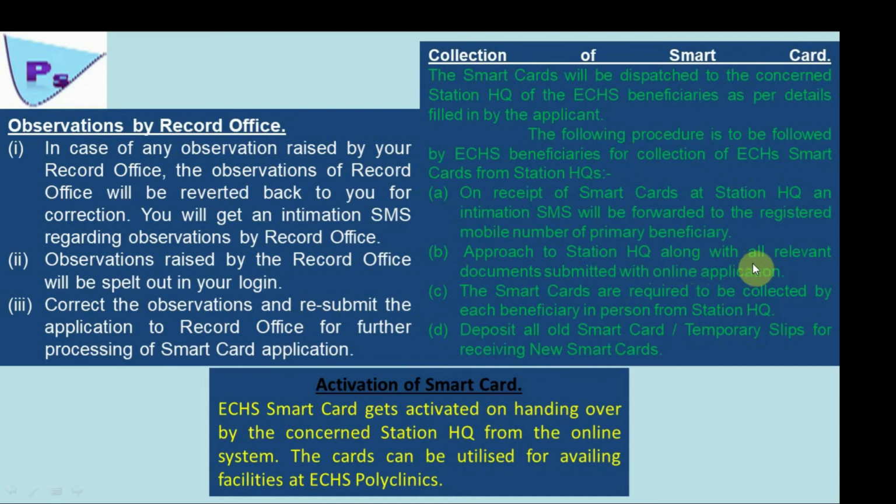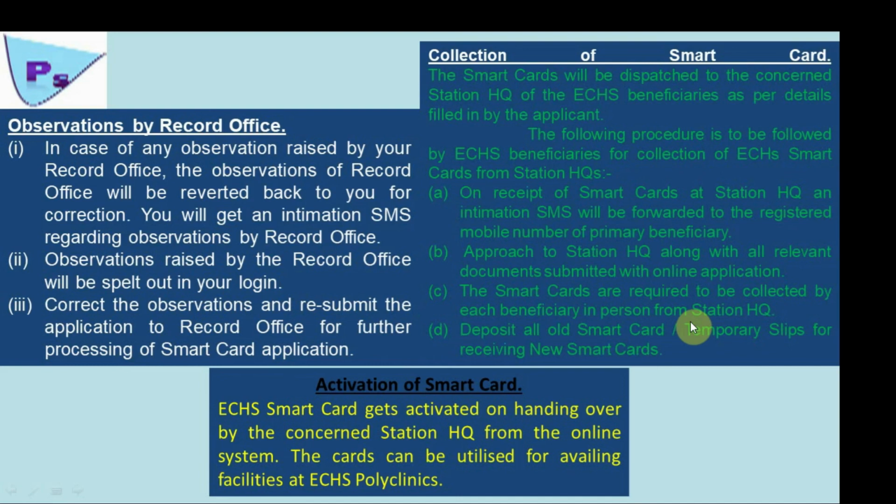Smart cards are required to be collected by each beneficiary in person from station headquarters. Deposit all old smart cards and temporary slips for receiving the new smart card. Before going to station headquarters, please make a call and confirm all these things. Different headquarters may give some other instructions, so you have to follow whatever instructions are given by the station headquarters and collect your cards.